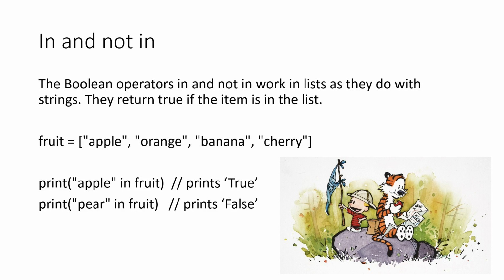There are a couple of Boolean operators that work specially on lists, and in fact these work the same as they do on strings as well. These are the in and not in operators. They check for membership. So the in operator returns true if the item is in the list, and not in returns true if the item is not in the list. For example, if we create a list of fruits, and we say apple, orange, banana, and cherry, then we can invoke the print statement and print apples in fruits. If we do this, it will print out the Boolean value true. If we check for pear in fruit, then we'll get the value false.